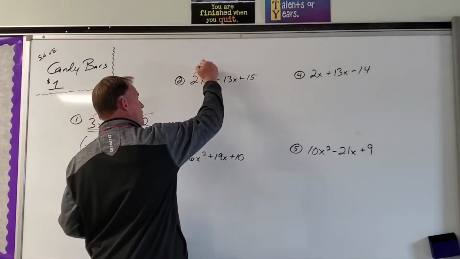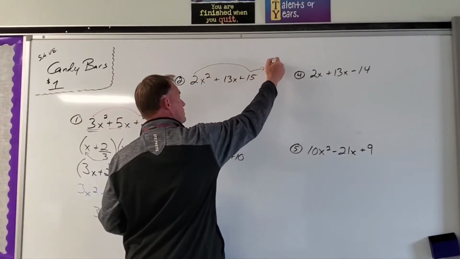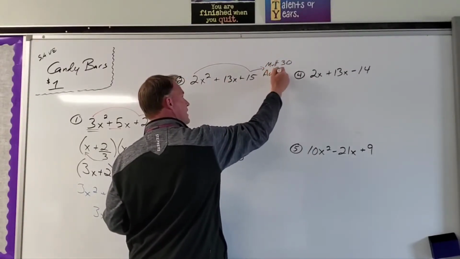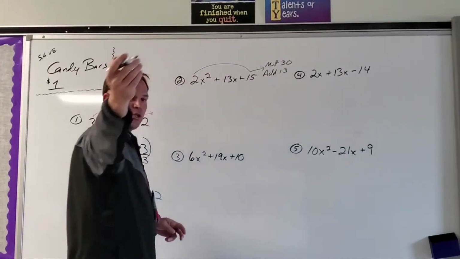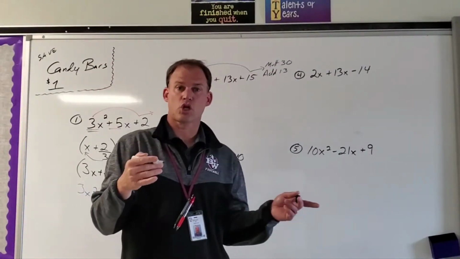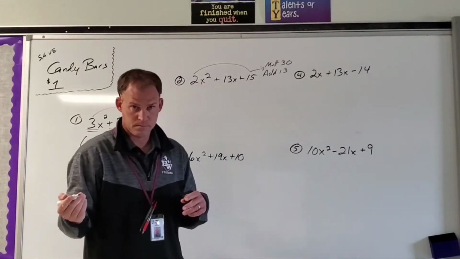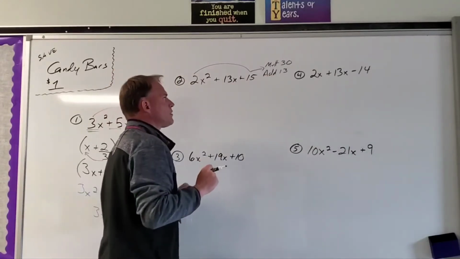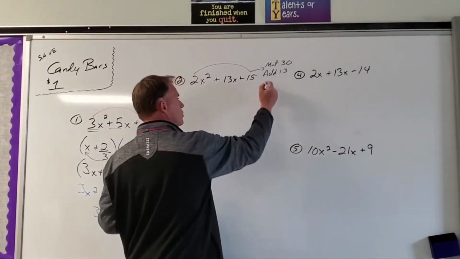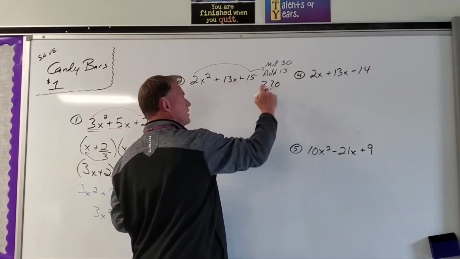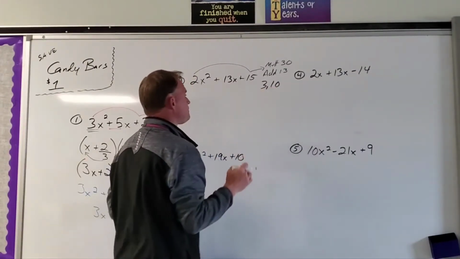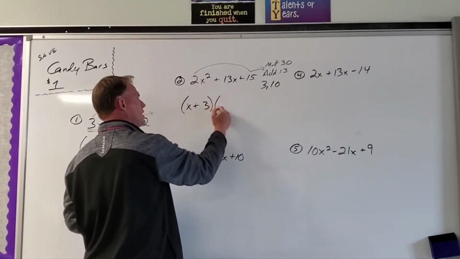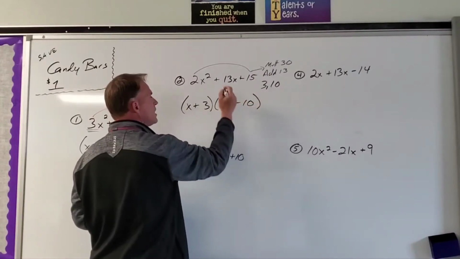I put these two together. That's my multiply number. The middle number is always my add number. Can you come up with what multiplies to 30 and adds to 13? So, get out your sheet, look at everything that works. Correct answers are, of course, 3 and 10. Doesn't matter what order you write those in. So now, parentheses, x plus 3, x plus 10.